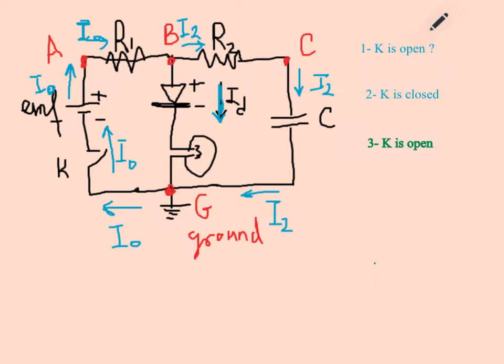Okay, so case number one, K is open. If K is open, there is nothing here. There is no current passing through. No current passing through the diode. So that means the lamp is not lit. It stays unlit. Now on the other side, of course, the capacitor is not allowing anything to go through.